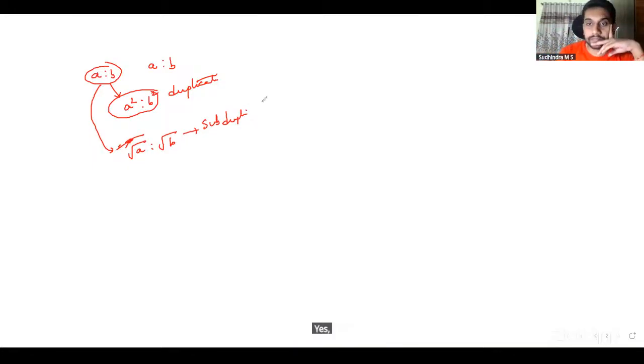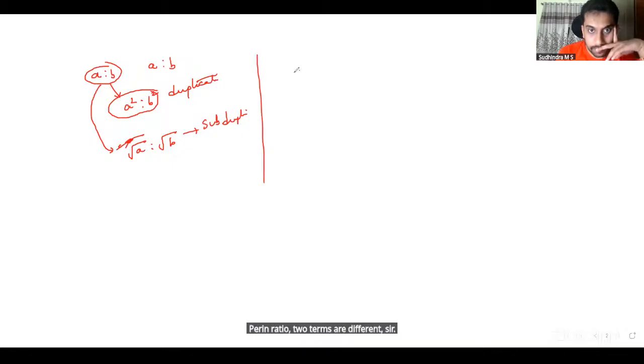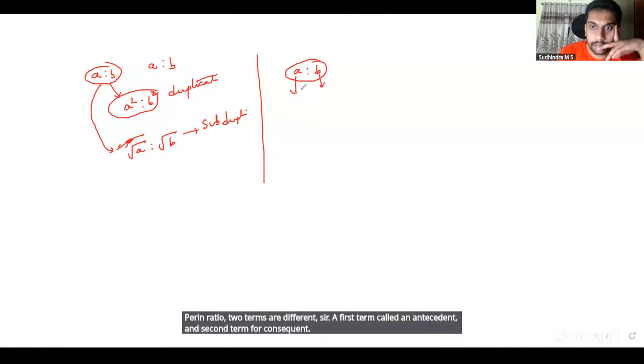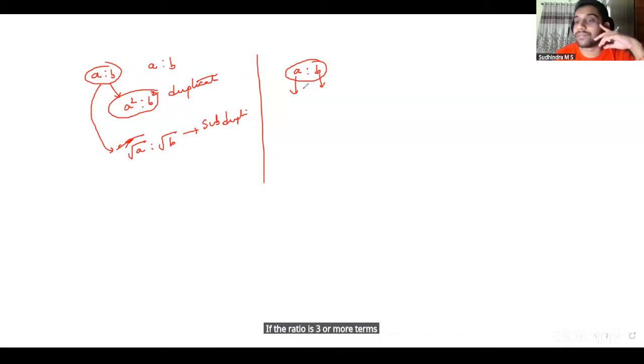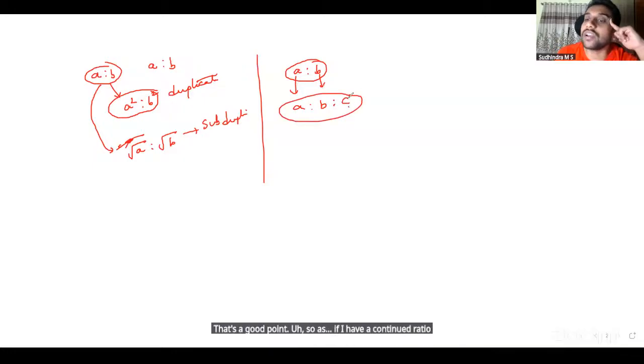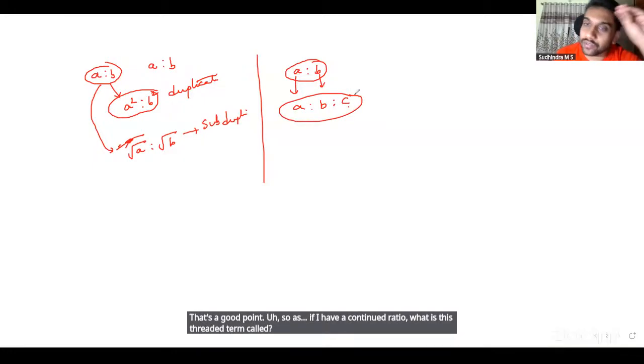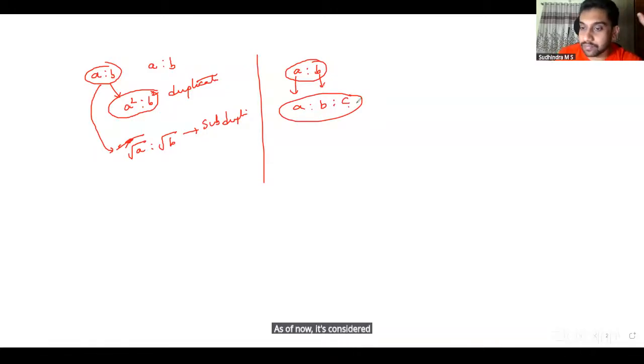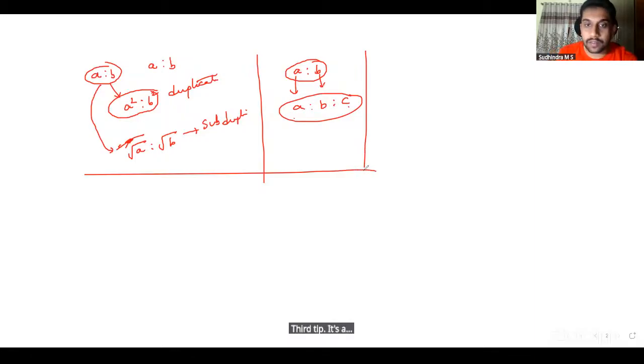Sir, in ratio, two terms are there. Correct. The first term is called antecedent and the second term is consequent. If the ratio has 3 or more terms, what is the third and fourth term called? That's a good point. If I have a continued ratio, what is this third term called? As of now, it's considered to be the third term. In that case, we'll say first term, second term, and third term.